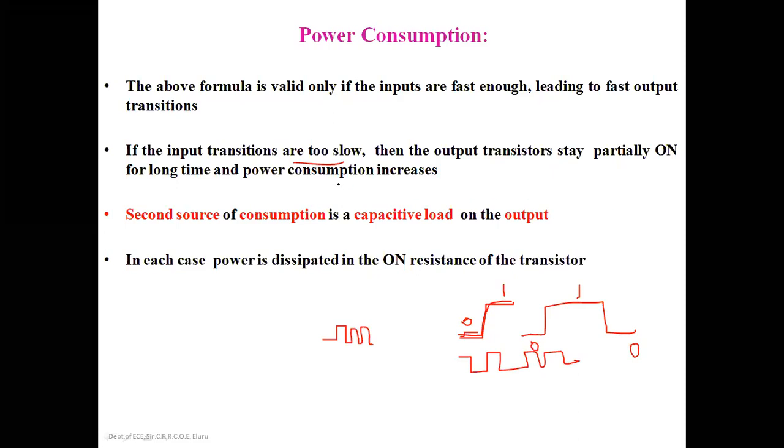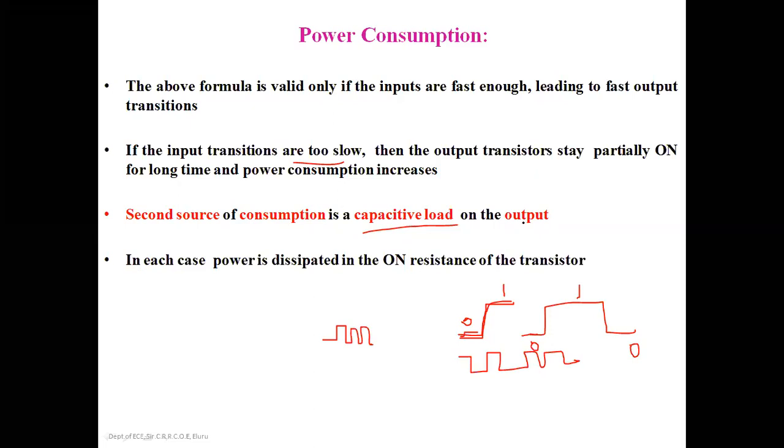So here the second source of the consumption is the capacitive load. Here two conditions are taken into consideration. One condition is when the input is switching between the states, there will be a switching between the output states also. Because of that switching, there will be a power consumption. That is one point. And the second source of the power consumption, which is also significant, is a capacitive load on the output.